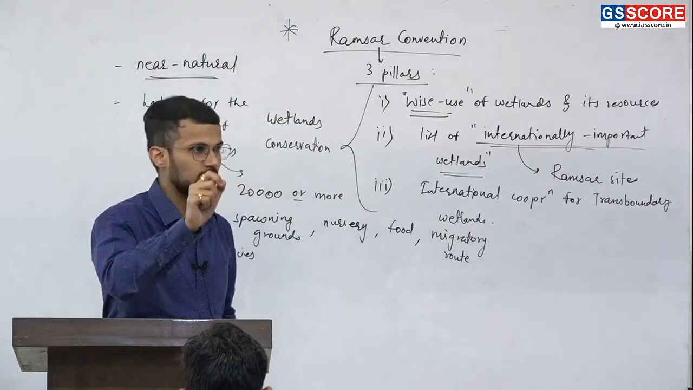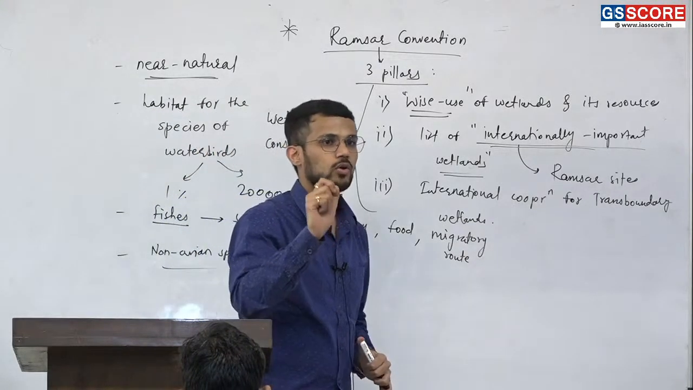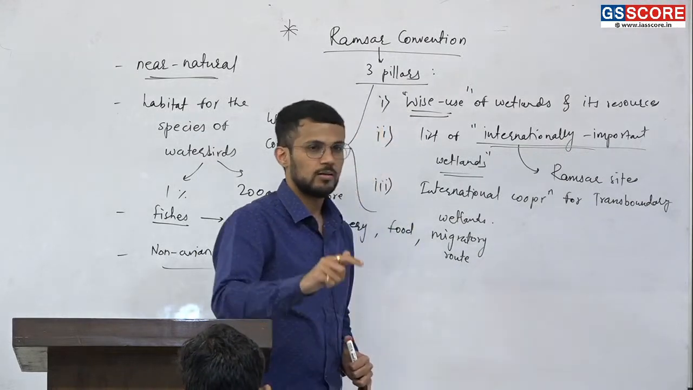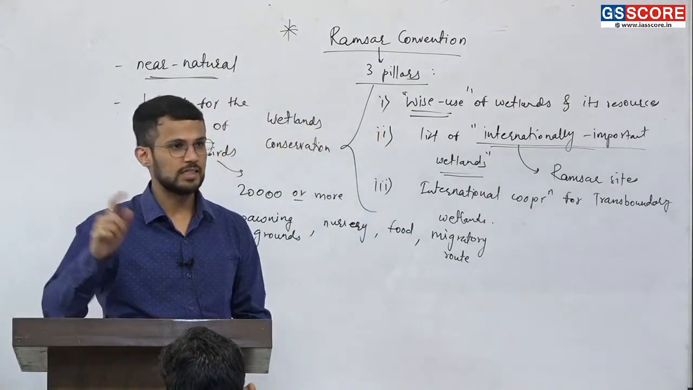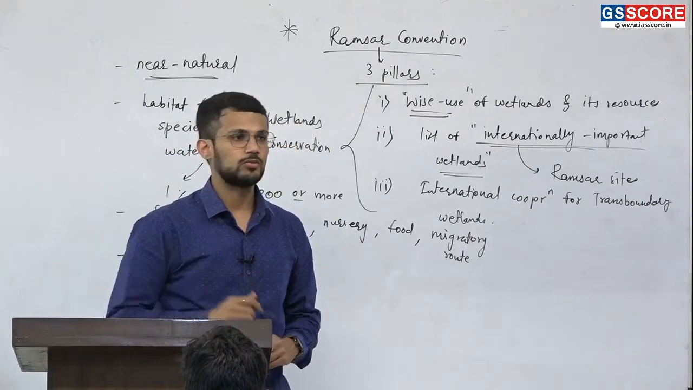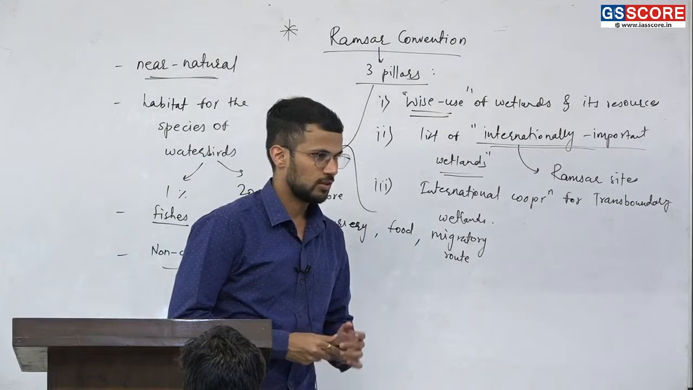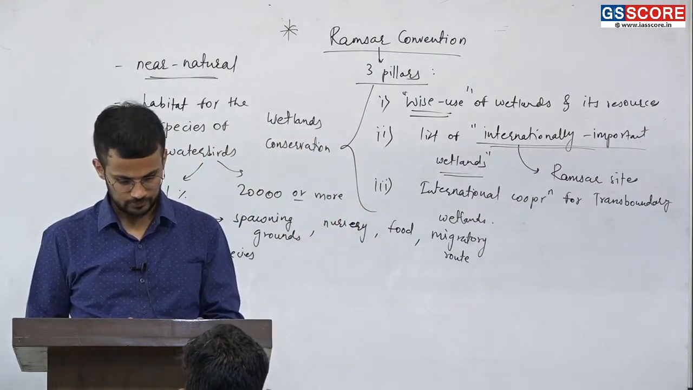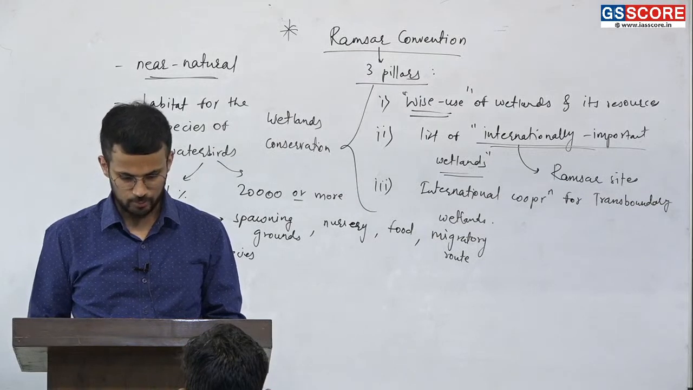Fine. OECM areas are the areas which are not a part of any protected area. But despite that, they are taking certain in situ conservation measures that help in the conservation of biodiversity. Fine. And this tag is given by IUCN. So that is an important article.